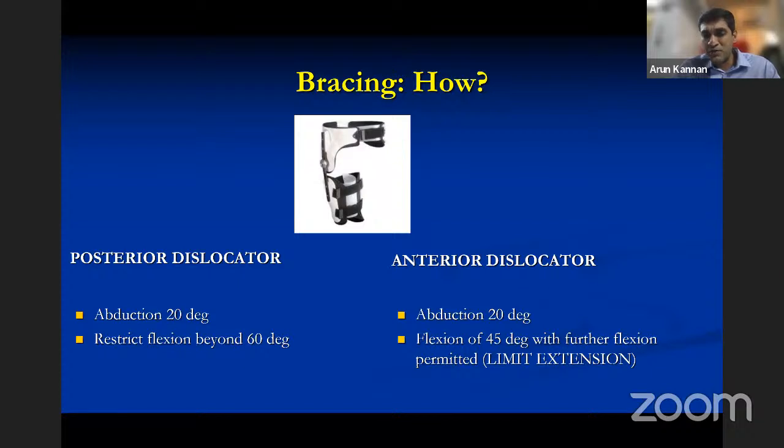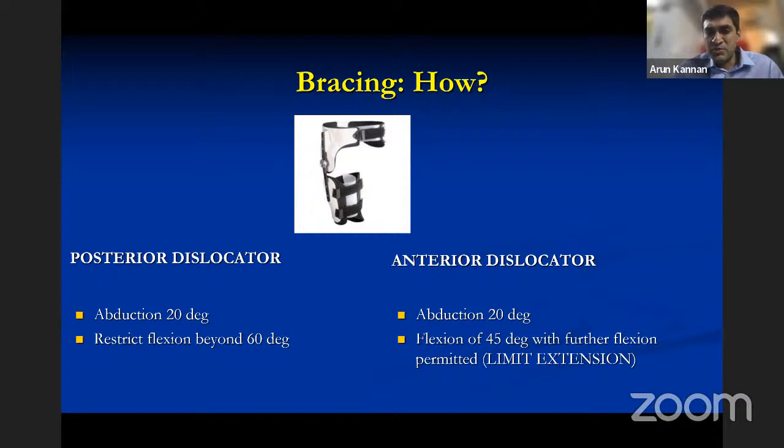Even if you keep it at 45 degrees, it allows extension up to about 10 to 20 degrees. So we limit extension in an anterior dislocator. This is the brace that she got, and this was an X-ray from 2012. At that time you can see it is a very old AML stem, and that was the head that was available. This was treated with bracing, and she has remained stable after that.